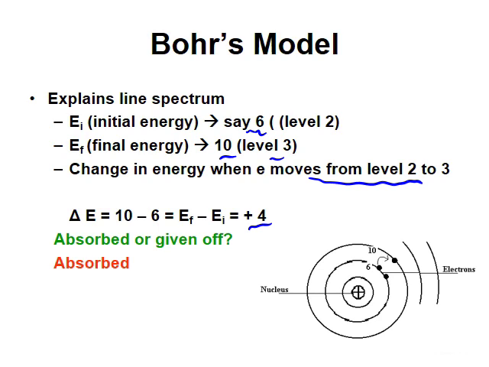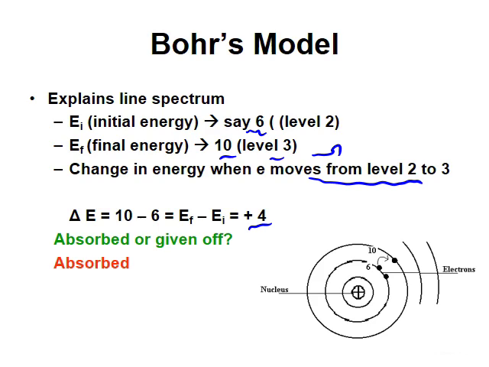If it begins with third level, that means it has 10 units of energy. When it goes down to 6, or second level, it would lower to 6. So having 10 to begin with, and at the end you have 6, what happened to the difference?